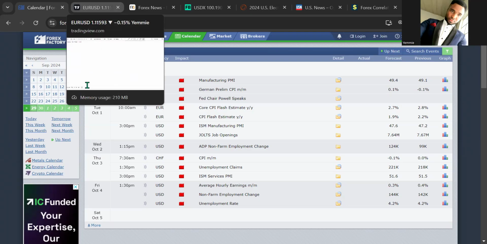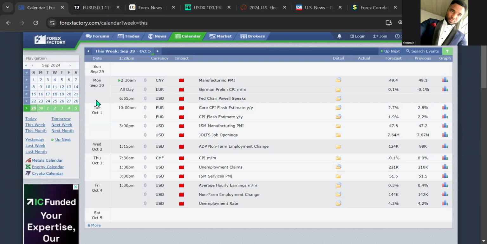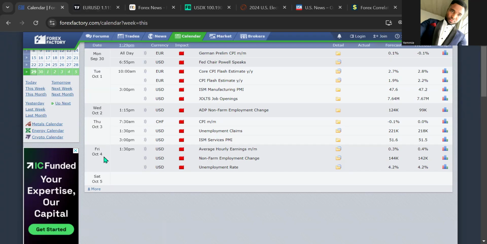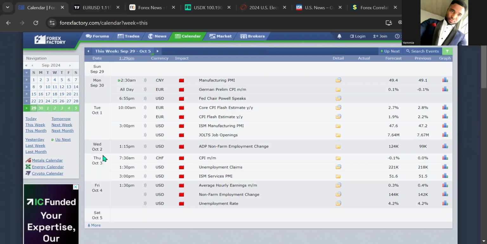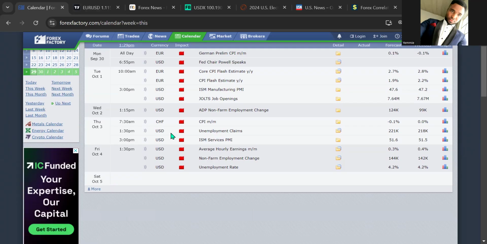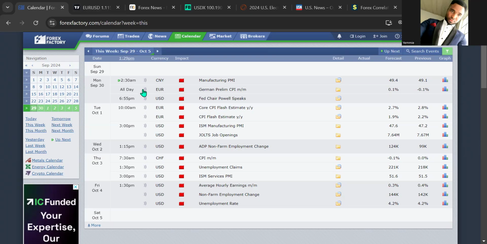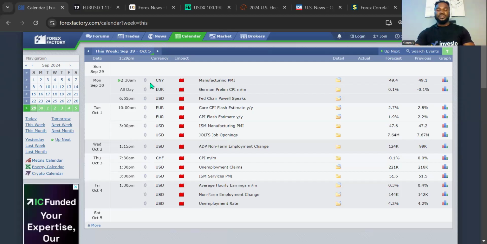At first, we have Monday, September 30th, running through till Friday, 4th of October. We have from Chinese yuan to Euro, US dollar, CHF, and finally on Friday, US dollar. So we'll be having a series of these fundamentals coming out for that week. And it's important that we understand what they stand for so we can be in the right direction of the market trend.